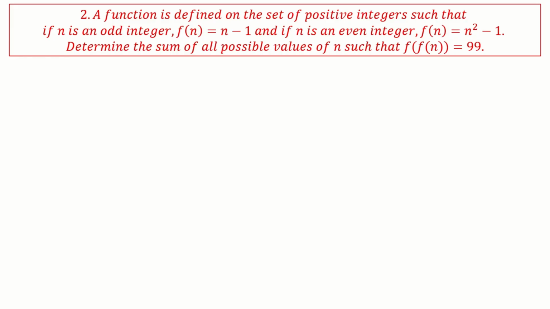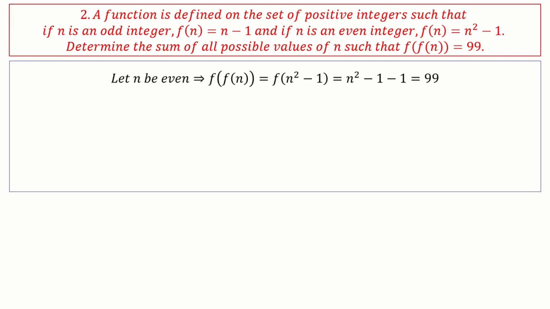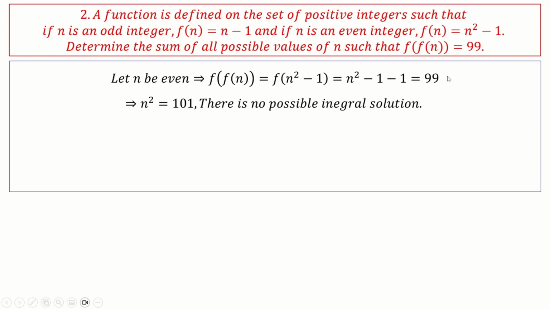Okay, so let's take case by case. First, let's take n is even. So f of n is n squared minus 1, because n is even. Now n squared minus 1 is odd, because n is even, n squared is even, minus 1 is odd. So f of n squared minus 1 is nothing but n squared minus 1, which is equal to 99. If I solve it, I get n squared equal to 101, but I don't get any possible integral solution for n here, because n is a positive integer. So there is no possibility.